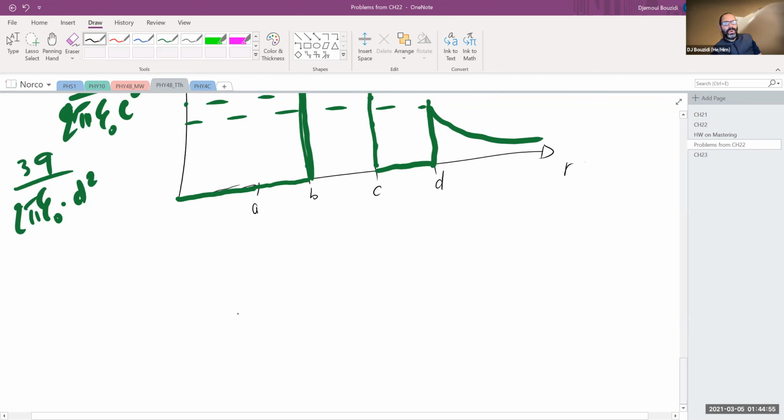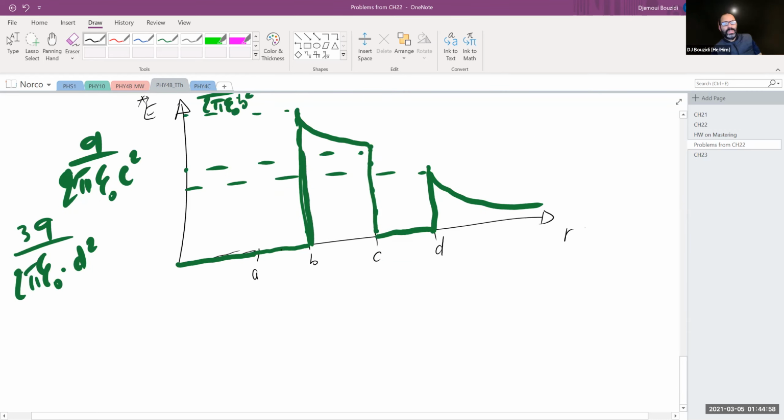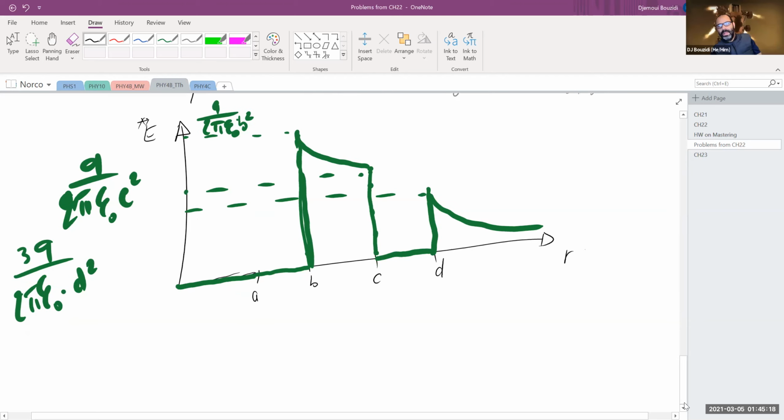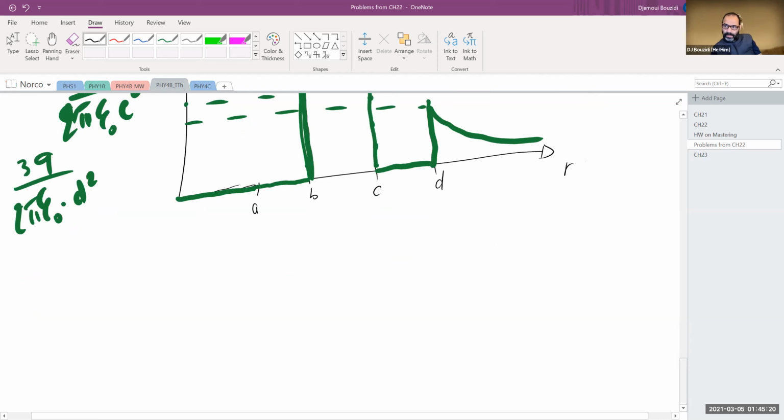Does this graph make sense to you guys? 0 because there is no charge, 0 because it's conducting, and now it drops like 1 over distance squared between the two shells, and then it's 0 inside the second conducting shell. So there is a discontinuous function in here, and then it drops like 1 over distance squared once we reach this point. Are we good so far? Yeah, it makes sense to me. Okay, so the graphing was easy. Thank you. Graphing was easy.